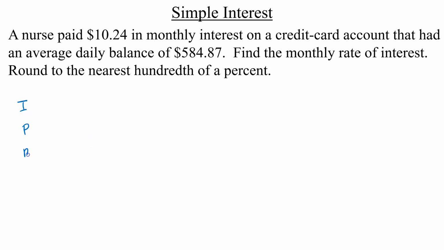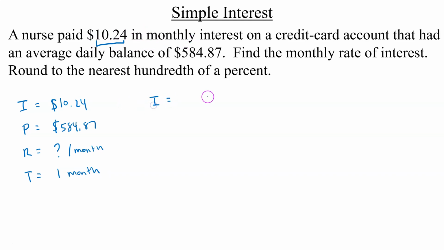So I'm going to write out my 4 variables. She paid $10.24 in monthly interest, so that's her interest paid, on a credit card account that had an average daily balance of $584.87. That's her principal. Find the monthly rate of interest. So we're looking for this per month. So our time interval is going to be 1 month. And we know that because we're told that she paid this much money in a month.